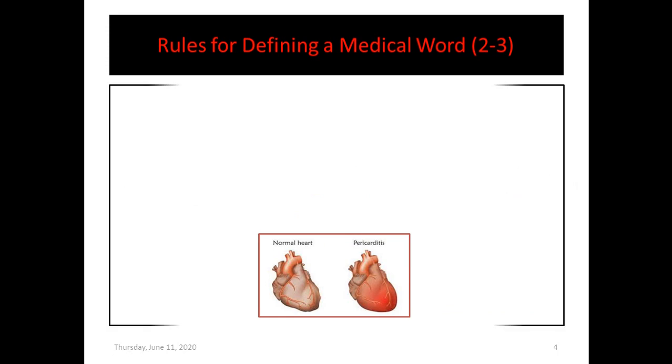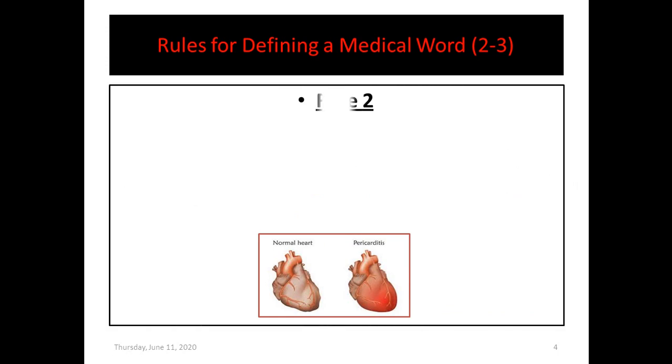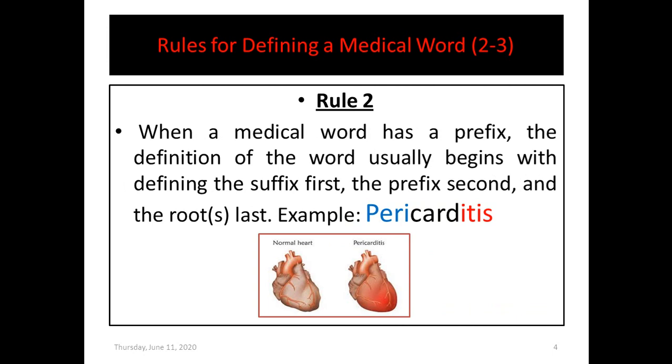Rule number 2. When a medical word has a prefix, the definition of the word usually begins with the definition of the suffix first, the prefix second, and the root last. For example, we have pericarditis. We have to start here with the suffix. What did we say? Itis means there is infection or inflammation.